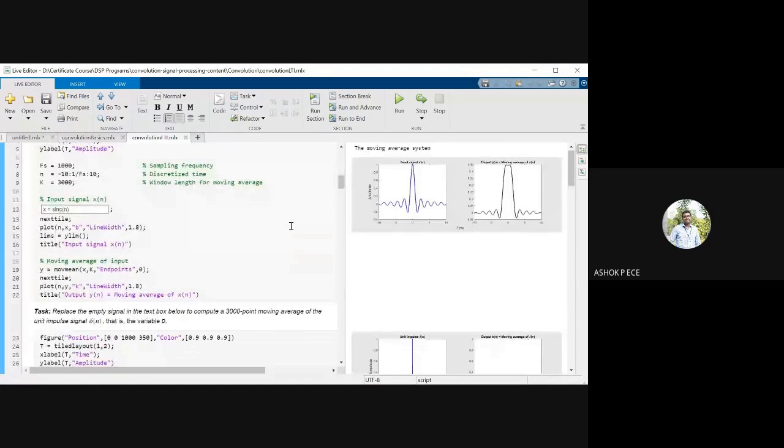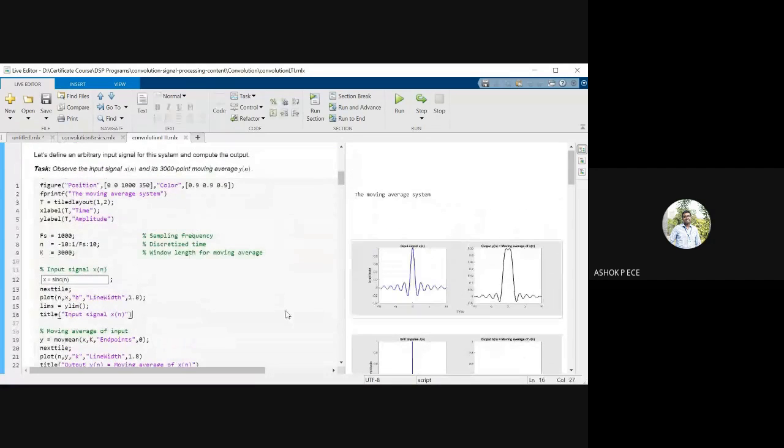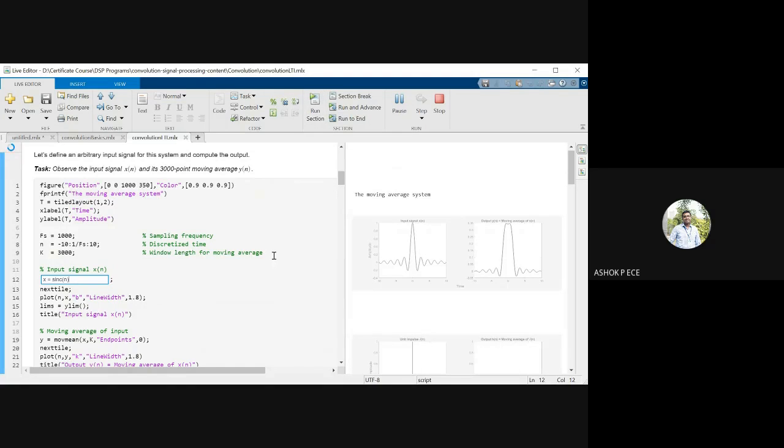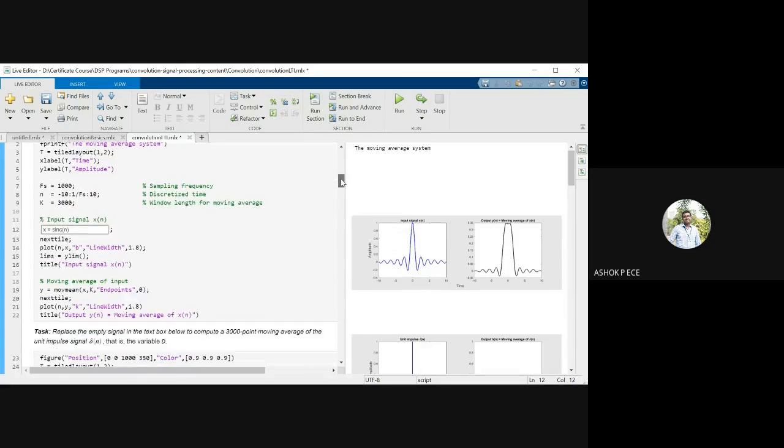Okay? So now we are going to see, if the input to the system is a sinc function, what is the output Y of n? See here, the input signal is given, x is equal to sinc of n. So if I give the input as a sinc function, what is the output? See here, the input is a sinc function and the output is going to be like this.